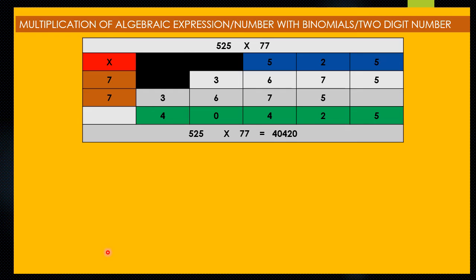While multiplying 525 with 77, you just look here, this 77 is a two-digit number. So I have to multiply this 77 with 525 digit by digit. In the first row I have to multiply this unit 7, and in the second row I have to multiply this 10's 7. So I have put this 77 in the column, and I have put 525 in the row. The first digit is the unit digit, and the second digit is the 10's digit.